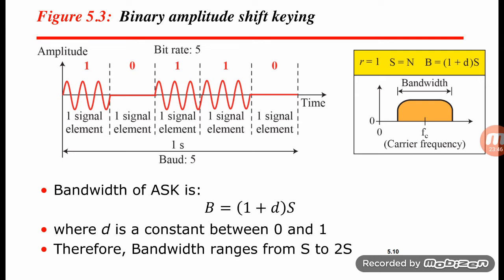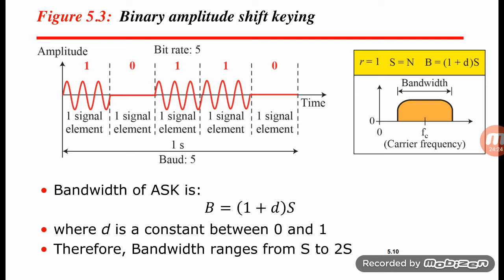So for this case, the bandwidth of ASK is B equals (1 plus d) multiplied by S. Here B is bandwidth. S is the signal rate or baud rate. And d is a constant which depends upon the modulation scheme, and its value will be between 0 and 1. They will tell you what the value is.